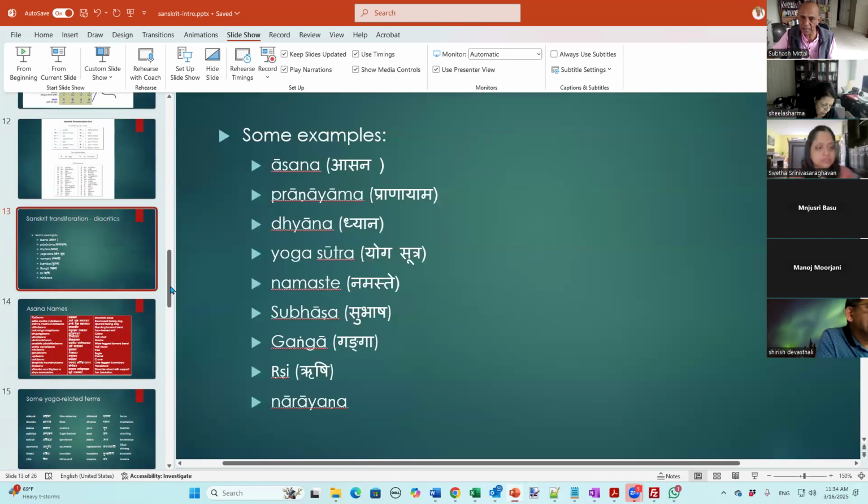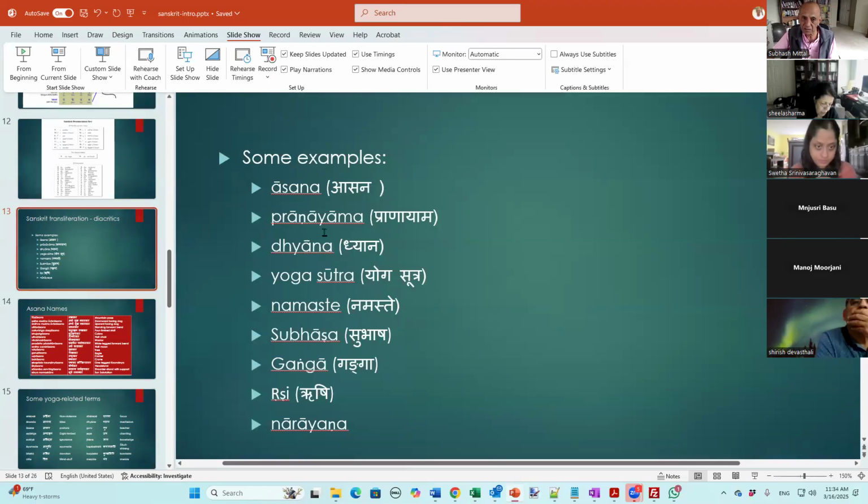Now here I have just a few examples, like I mentioned, of these diacritical marks. You have already seen this, asana. Anytime you see a bar on top of the letter, that's a long sound. Pranayama. The last one is not long, so you have to stop. Pranayama. Same thing, asana. Same thing with dhyana. The last sound is short. Dhyana.